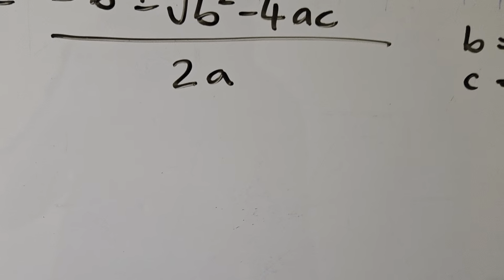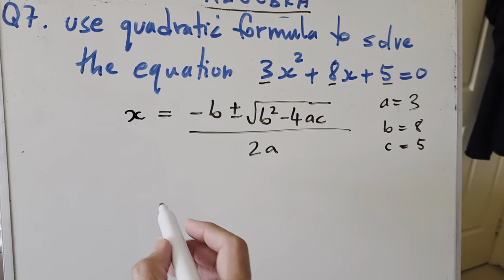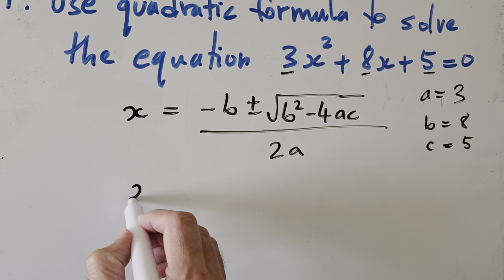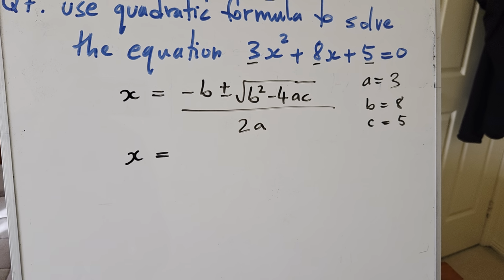So you have to identify the values of a, b and c before you put those numbers into the formula. Now let's put those numbers into the formula. Remember, step by step working, equal sign, one below another. Neatness is very important.